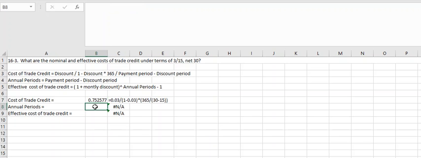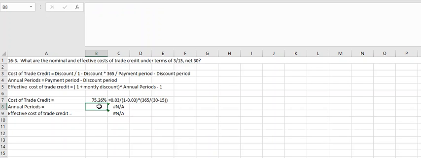So the nominal cost of trade credit, and we can change this to be a percentage, is 75.26%. So it's actually 3% every 15 days, annualized. Gets expensive. Now remember, this isn't the effective, it's just the nominal. Then we have to account for the total compounding cost, which would be the effective.